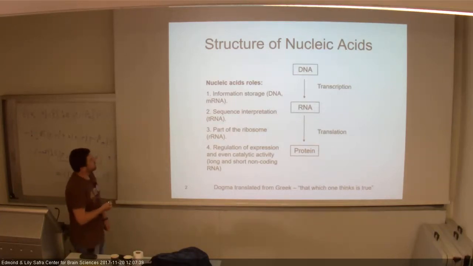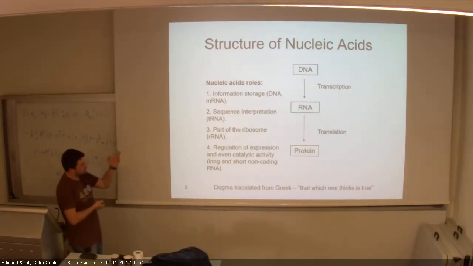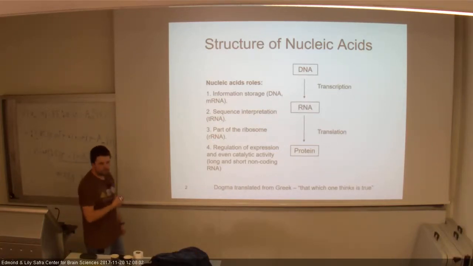Okay? It also has roles in sequence interpretation. So tRNA or transfer RNA are RNA molecules that know how to identify sequences in the RNA and match the amino acid to them. So they're actually in charge of the translation, and we'll talk about that. rRNA have a structural role. They're part of the ribosome.